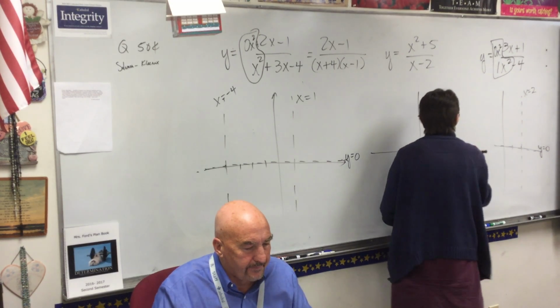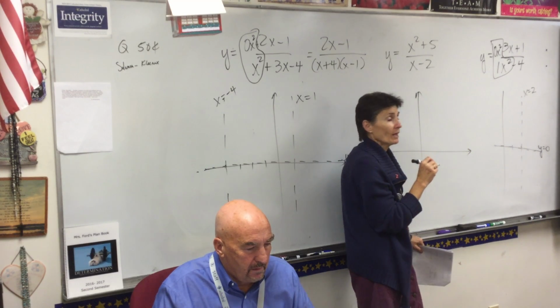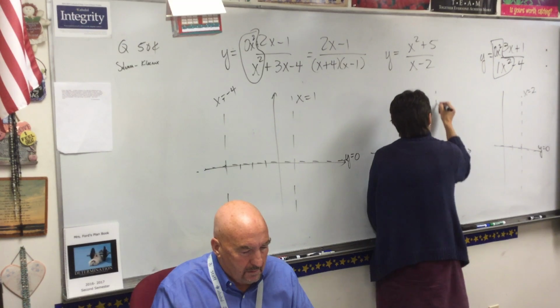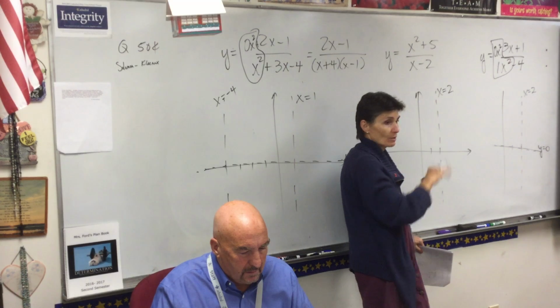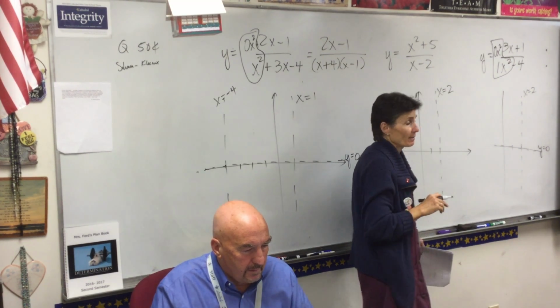I guess you might think of it as really good. I'll let you decide. Where's the vertical asymptote? X equals 2. That's my vertical asymptote. Everybody good with that? Where's that come from? The bottom. Denominator, the bottom. All right.